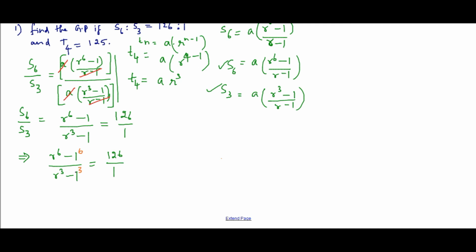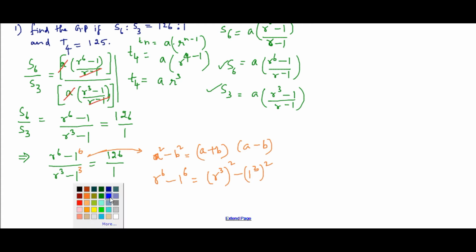Why are we writing like this? Imagine a formula like A power 2 minus B power 2, A square minus B square equals A plus B into A minus B. Can I write like this? I am talking about the numerator part. When I have R power 6 minus 1 power 6, I can write R power 3 whole square minus 1 power 3 whole square. So I am going to write that. I'm writing this as R power 3 whole square minus 1 power 3 whole square by R power 3 minus 1 power 3.